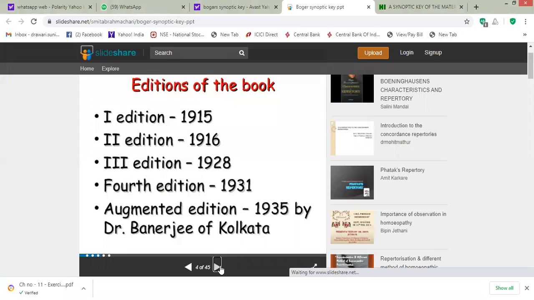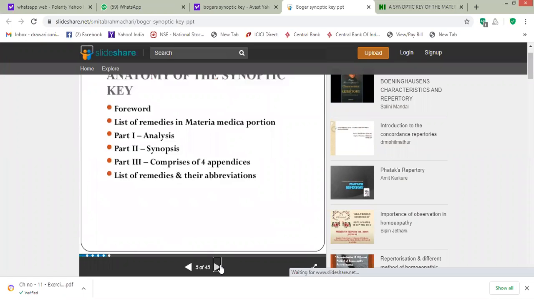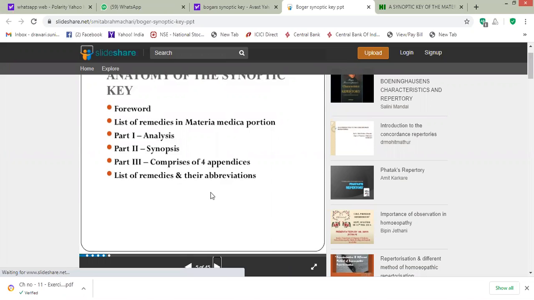Editions of the book: the first edition was in 1915, the second edition 1916, the third edition 1928, the fourth edition 1931, and the augmented edition in 1935 by Dr. Banerjee of Kolkata. Then the anatomy of the Synoptic Key: first the foreword, then the list of remedies in the Materia Medica portion, then part 1 analysis, part 2 synopsis, part 3 comparison of remedies, 4 appendices, then the list of remedies and their abbreviations.